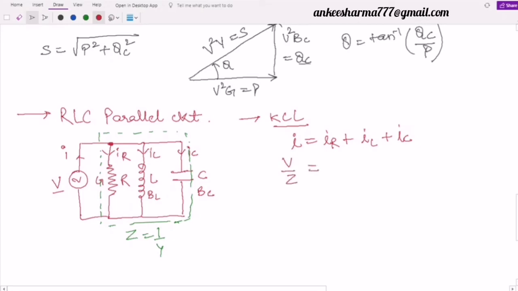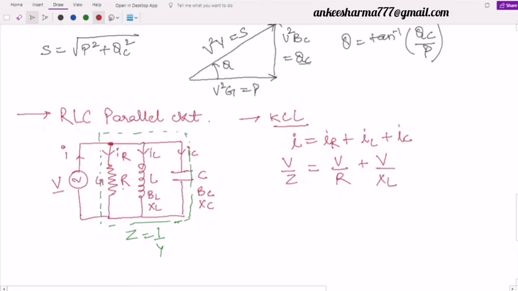What is IR? It is the voltage divided by the resistance, that is V by R. The voltage is the same, because they are all in parallel. Then IL is the voltage divided by the impedance. What is the impedance of this? It is noted as XL. And in the capacitor case, XC. So it is V by XL.